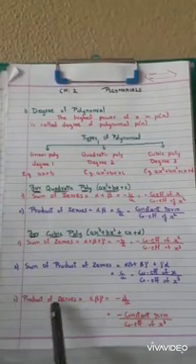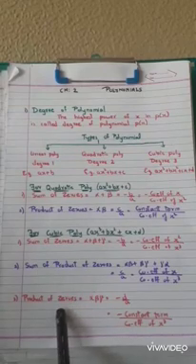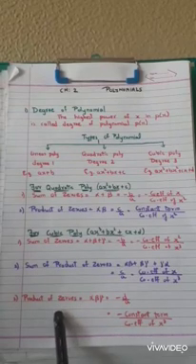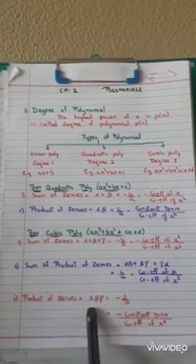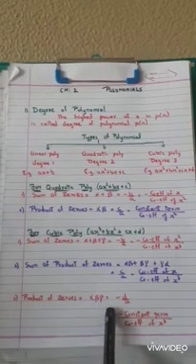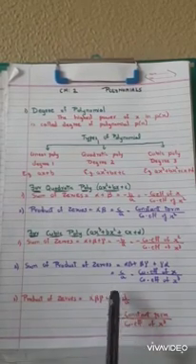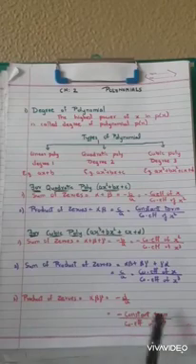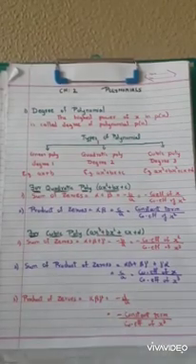Then next is the product of zeros. For a cubic polynomial, that means 3 zeros, so alpha into beta into gamma. Its formula is minus d upon a. Minus as it is, d means the constant term and a means the coefficient of x cube.